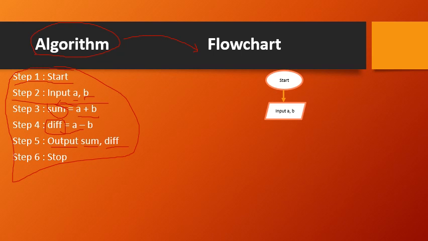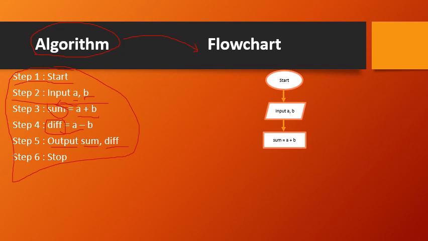Okay, now the next step is what? Step 3, sum is equal to A plus B. Since A plus B is what? It is a type of calculation. In order to represent the calculation, there is a predefined shape by the name rectangle. So that rectangle I will draw and then connect it downwards using the down arrow, and within the rectangle I will write sum is equal to A plus B. So just by looking at this shape, I can say that this is performing certain calculations, right?